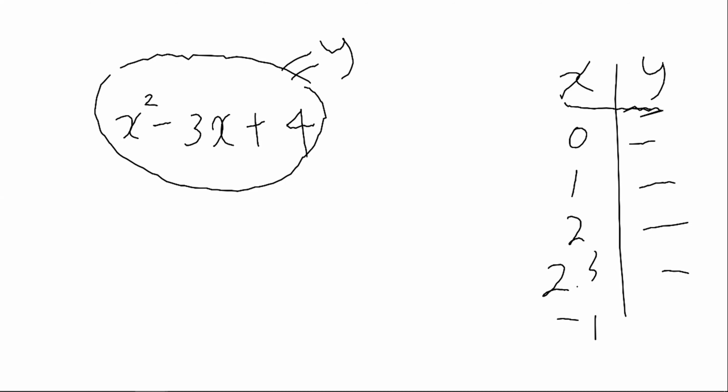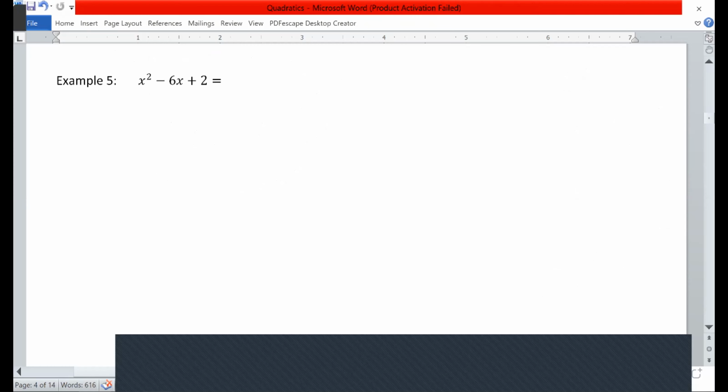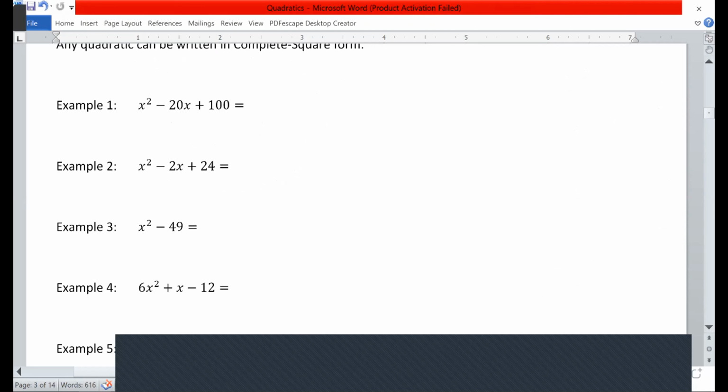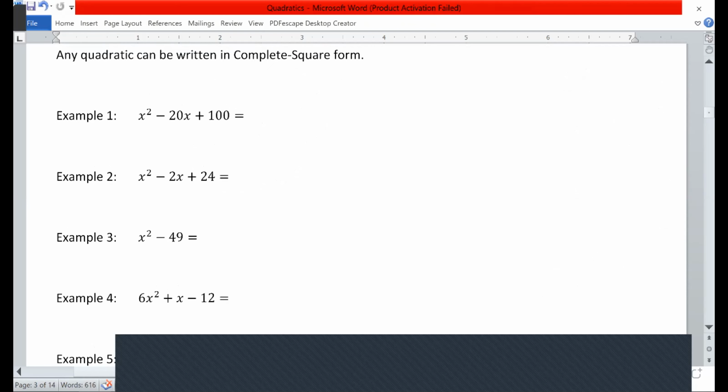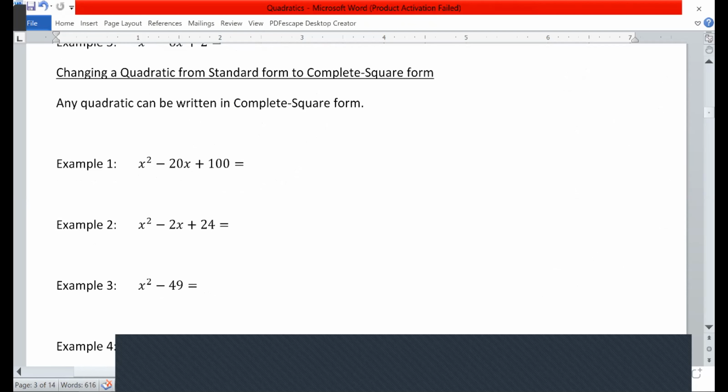Right, so let's go back to the note. This is what we did last time, I hope you all have this. This is how to change a quadratic into standard form. So the forms discussion is over.